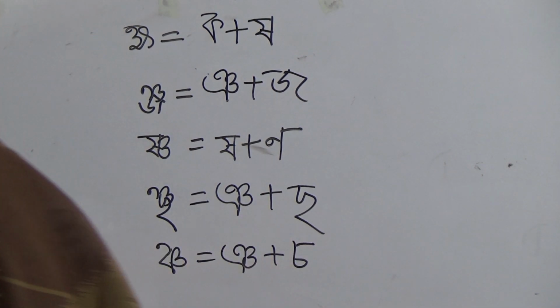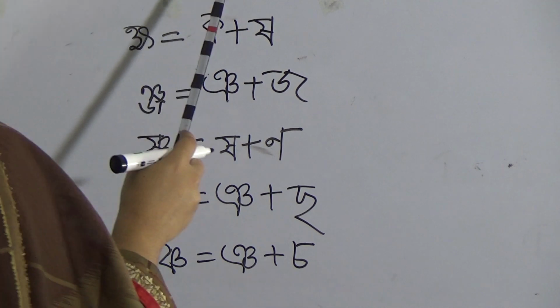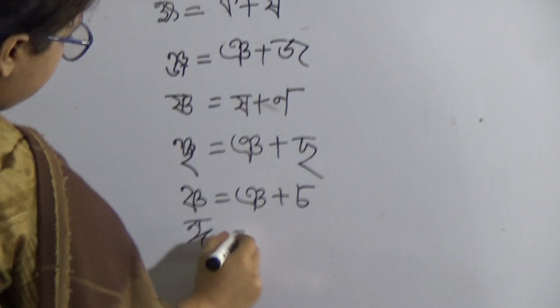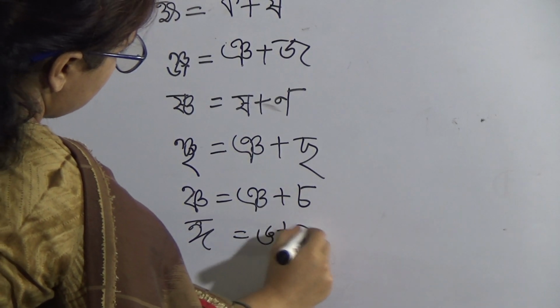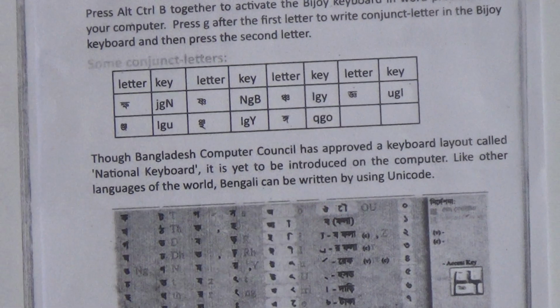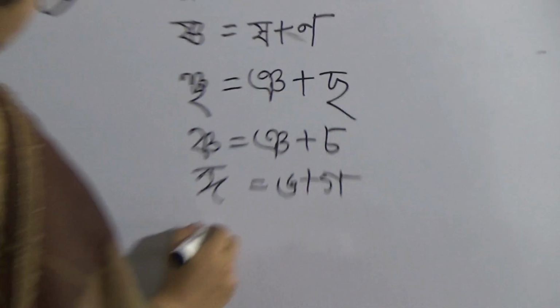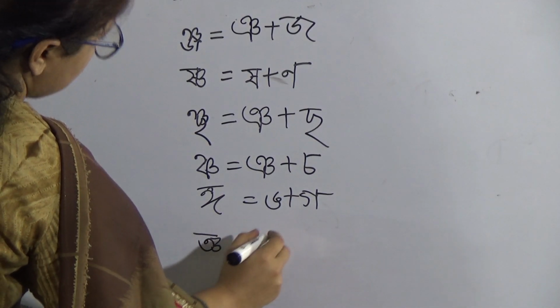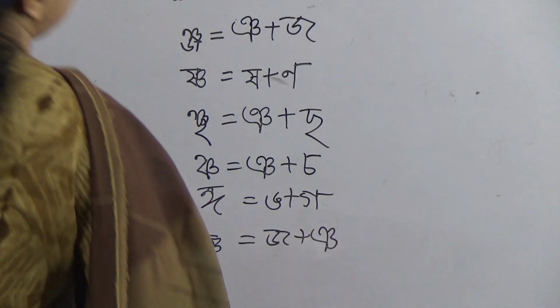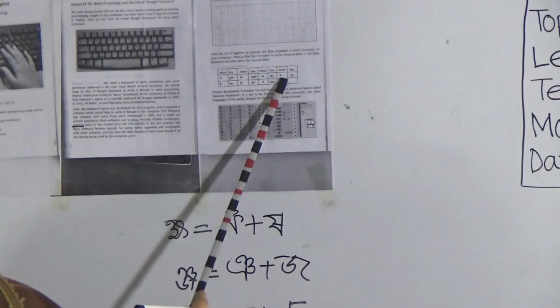Jog cha: L, G and small y. Next one, o jog go: Q, small g, small q, small g and O. And last, borgiyo j jog j: small u, small g and L.